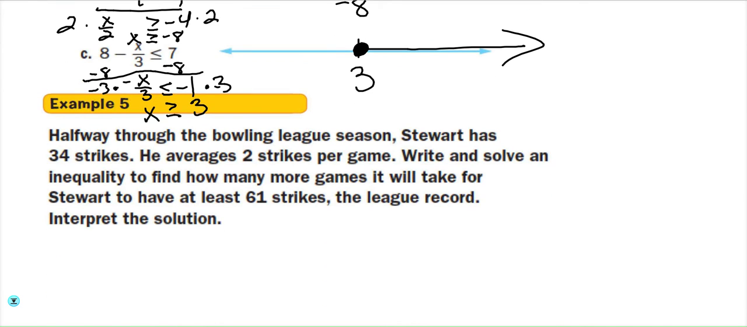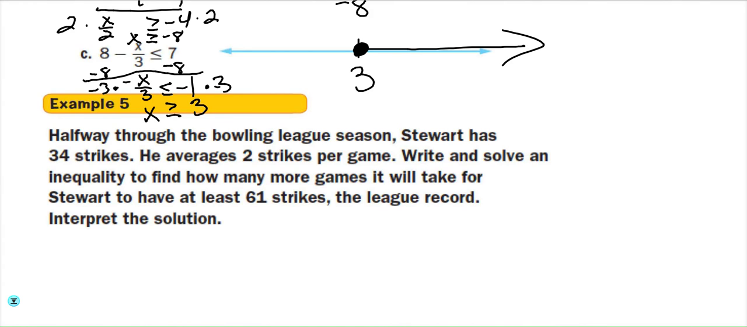All right, let's take a look at example 5. Halfway through the bowling league season, Stewart has 34 strikes. He averages 2 strikes per game. Write and solve an inequality to find how many more games it will take for Stewart to have at least 61 strikes, the league record. Interpret the solution. All right, so for this one, let's go ahead and write this out.